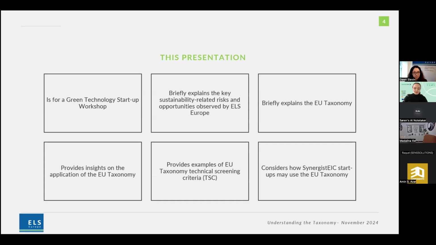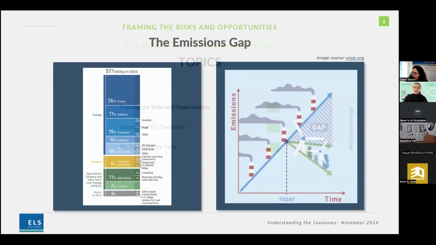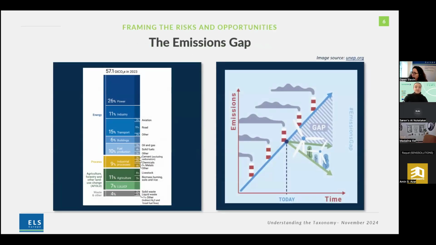Again, talking about the sectors that are relevant to you, but also the technical screening criteria involved. So first of all, talking about the risks and opportunities, I'm going to look at this from three levels.